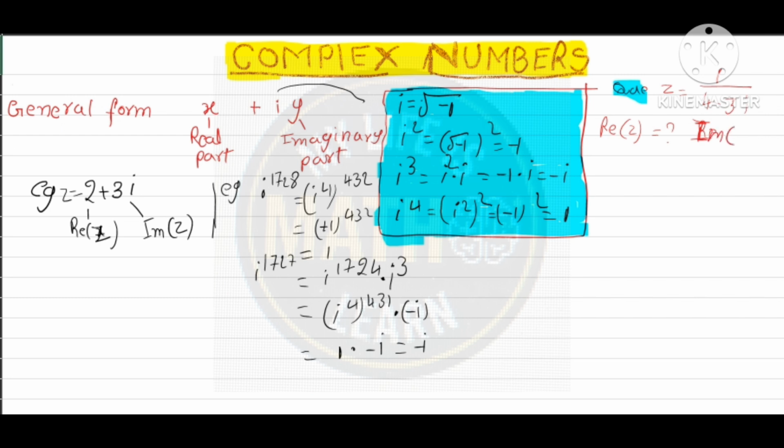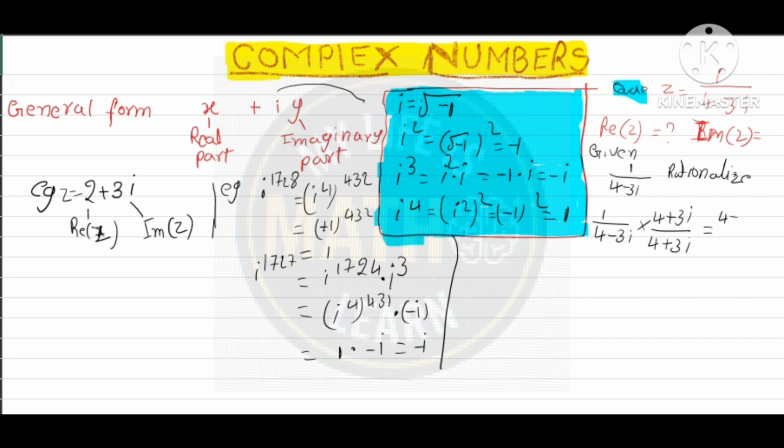Let's do the question. Z is equal to 1 by 4 minus 3i. What is the value of the real part of Z? What is the value of the imaginary part of Z? Given 1 by 4 minus 3i, we can rationalize. After rationalizing: 1 by 4 minus 3i into 4 plus 3i by 4 plus 3i.